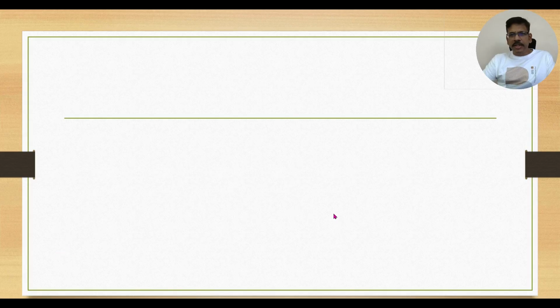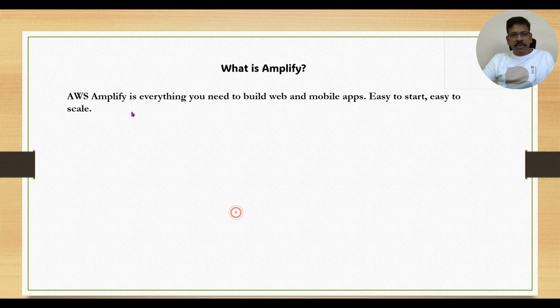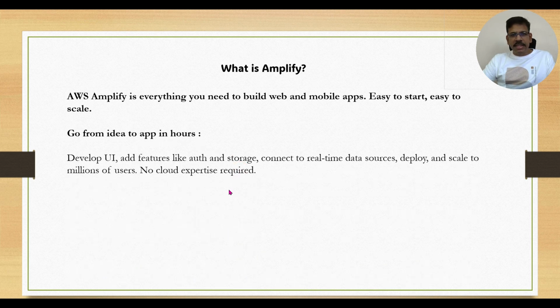Let us get an introduction about AWS Amplify. AWS Amplify is one of the AWS services which targets developing full stack applications. What is AWS Amplify? AWS Amplify is everything you need to build web and mobile apps. Easy to start, easy to scale. So go from idea to app in hours. It really speeds up the development process.